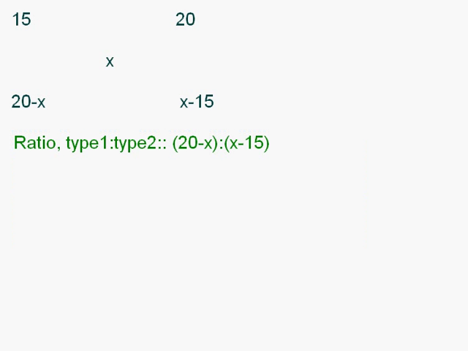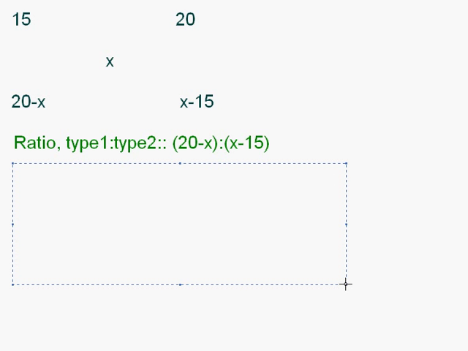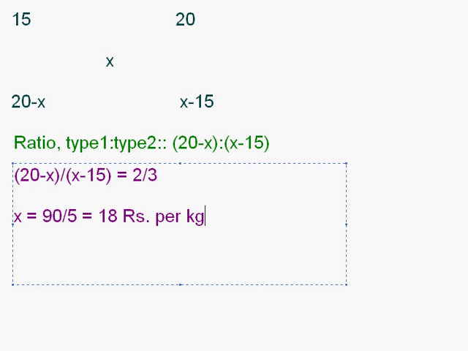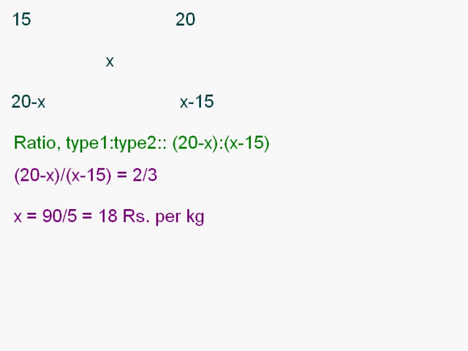So now we can equate this ratio to the quantity like this. It will be 20 minus x upon x minus 15 is equal to 2 upon 3. Now you can solve this equation simultaneously. You will ultimately end up with 90 upon 5, that is equal to 18. Okay, so 18 rupees per kg is the cost of the mixture that you will get.